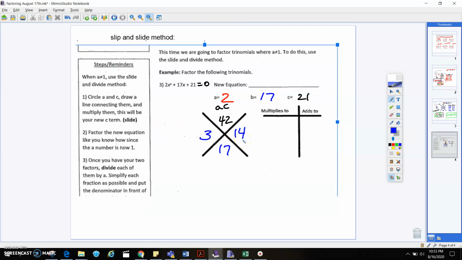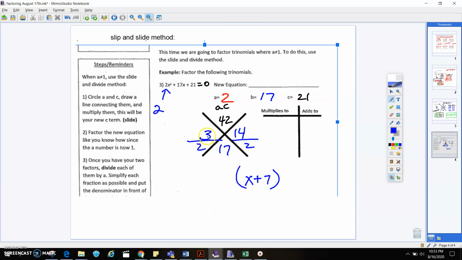Awesome. So now, for the slip and slide method, here's what you're going to do. You're going to take your A term. Your A term is 2, right? And you're going to divide these two numbers that you just got. Now, if you divide 14 divided by 2, that gives you a whole number, right? Well, 14 divided by 2 gives me 7. So one of my factors is going to be x plus 7.